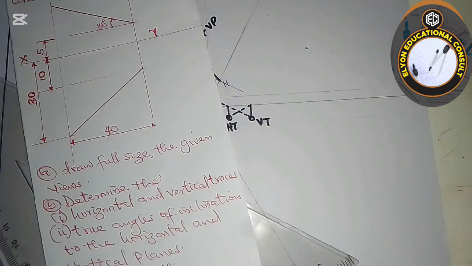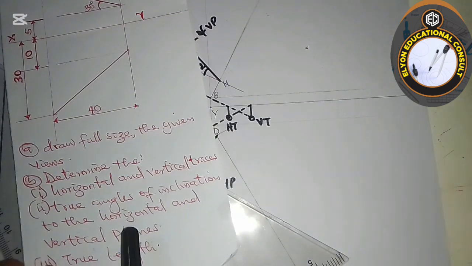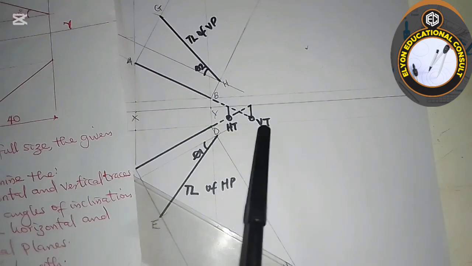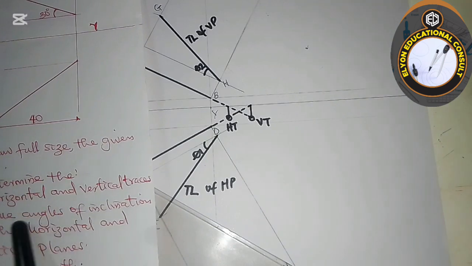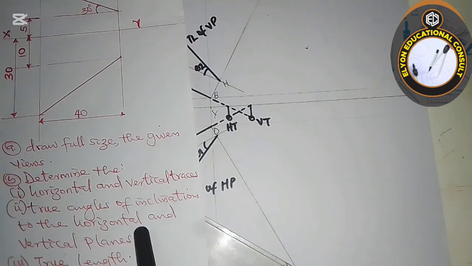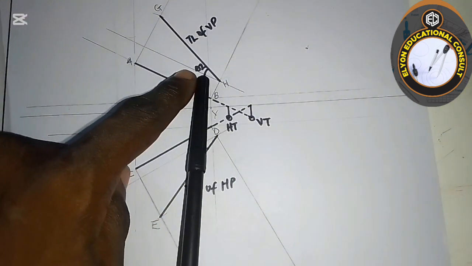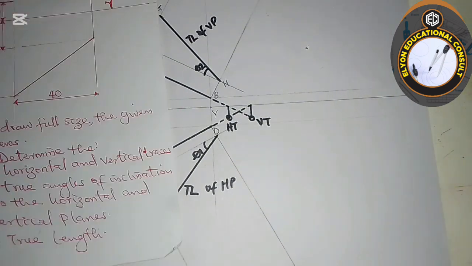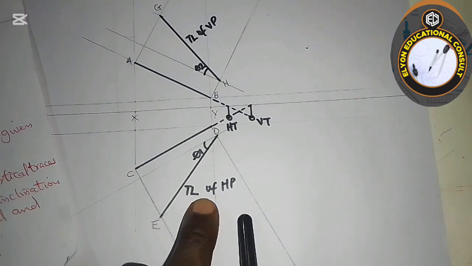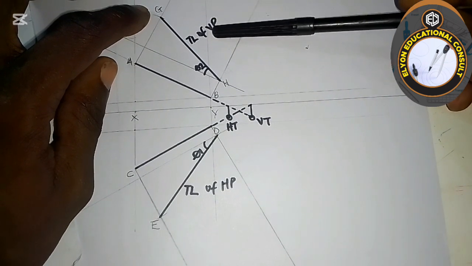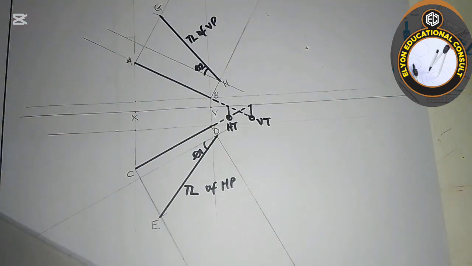So the next thing we are going to be doing now is taking the measurements. We are going to be measuring the length. So we have drawn the horizontal and vertical traces. You can see the vertical traces and the horizontal traces, or true angles of inclination to the horizontal and vertical plane. This is the true angle of inclination to the horizontal plane. This is the true angle of inclination to the vertical plane. Then the true length of the horizontal plane is this line ED, and line GH is the true length of the vertical plane. So the next thing I'm going to be doing now is taking and recording my measurements.